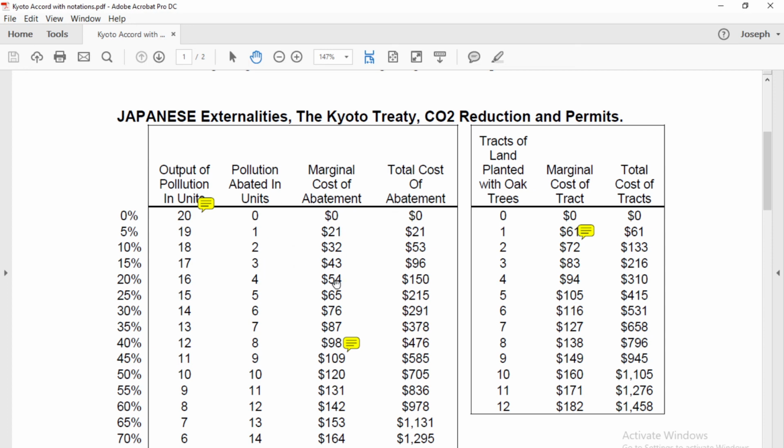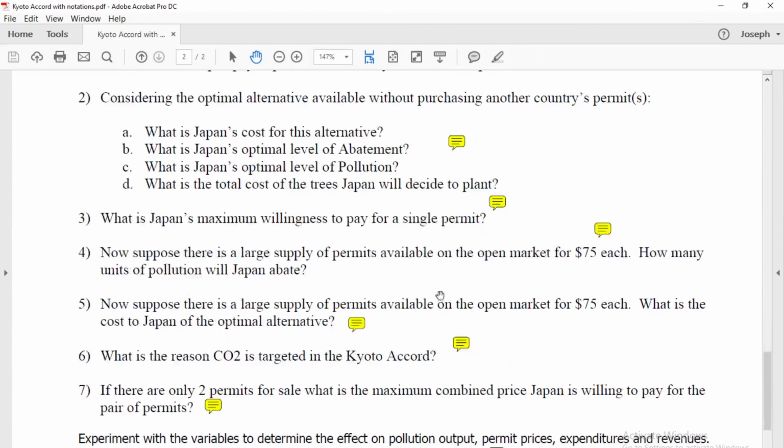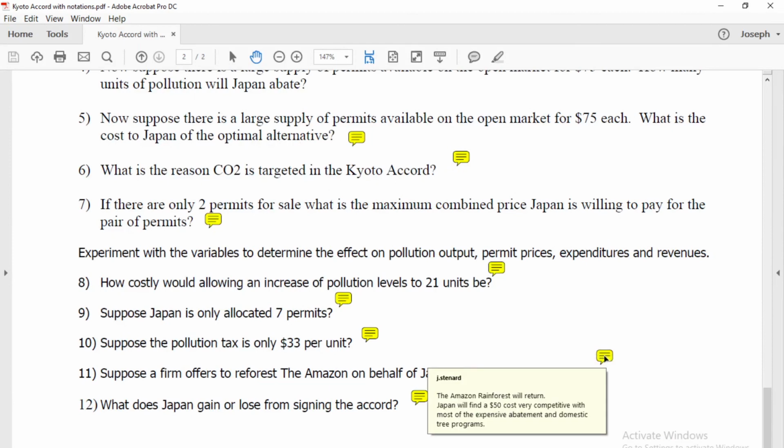But also, some of their abatement efforts would now be impractical. They would perhaps return to higher levels of pollution output, but pay you to have trees that would absorb that carbon dioxide. What I write here: the Amazon rainforest will return. Japan will find a $50 cost very competitive with most of the expensive abatement and domestic tree programs that they have.